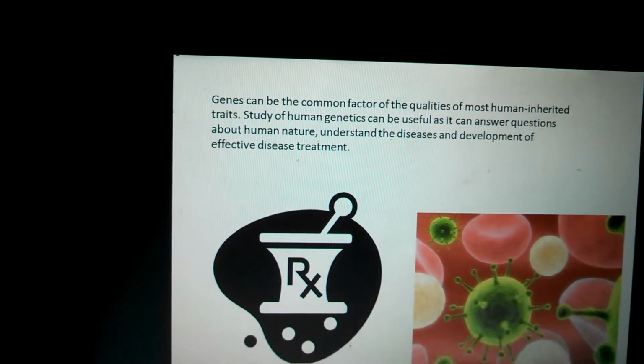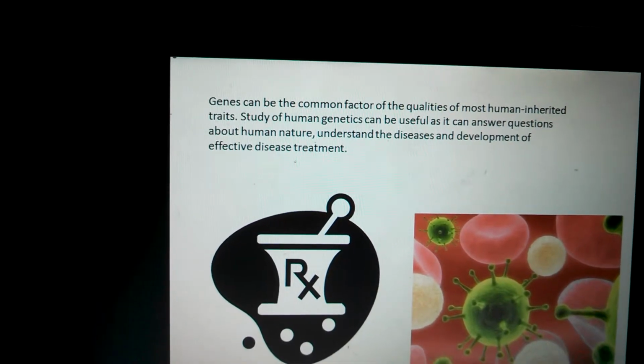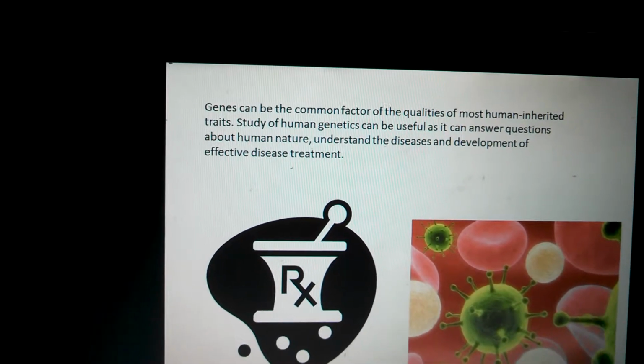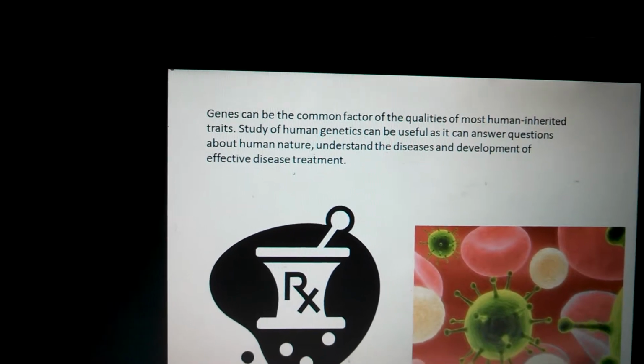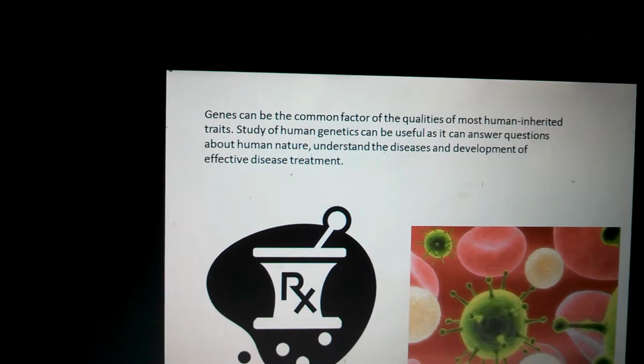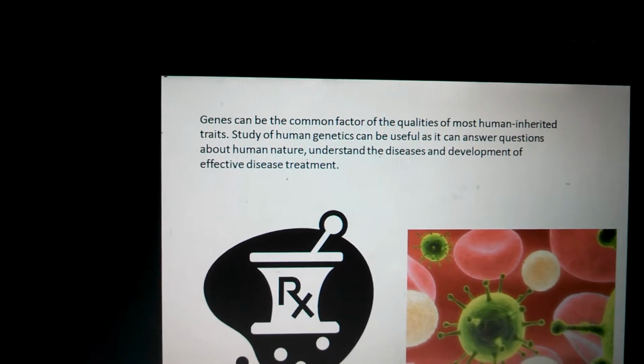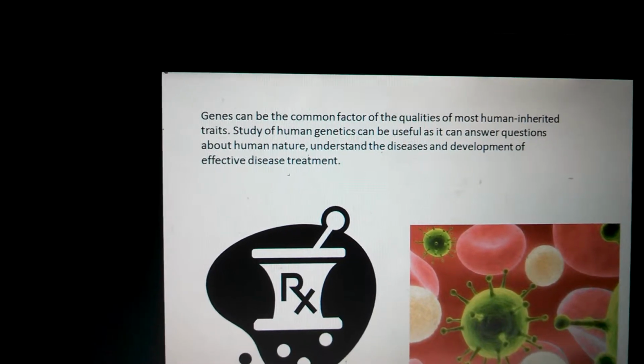Genes can be a common factor of the qualities of most human inherited traits. The study of human genetics can be useful as it can answer questions about human nature, help us understand diseases, and aid in the development of effective disease treatment.